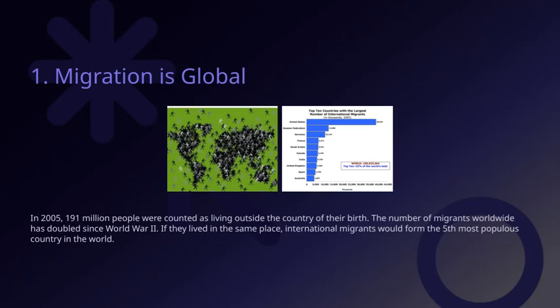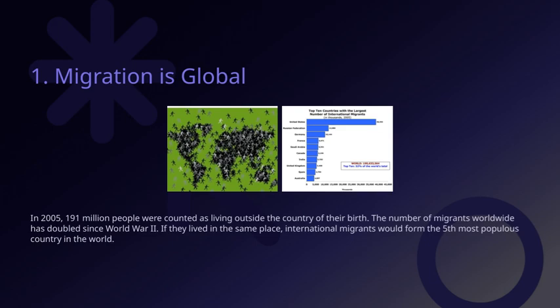In 2005, there were about 191 million people living outside the country where they were born. That's a huge number, and it really highlights how migration has become a significant part of our world. Over the years, especially since World War II, the number of international migrants has actually doubled. That shows how migration is not just a temporary trend, but a consistent, ongoing phenomenon.